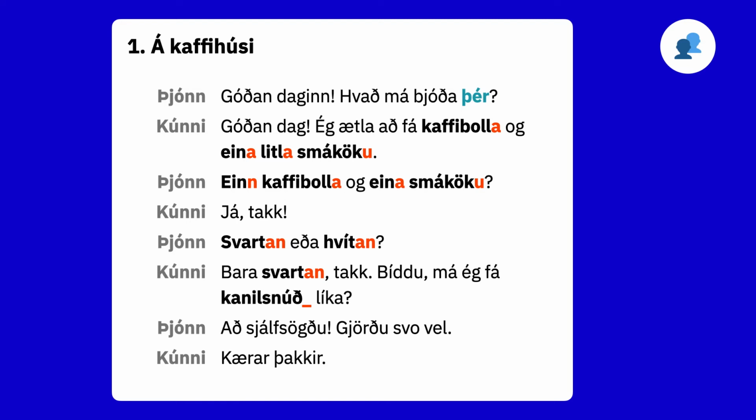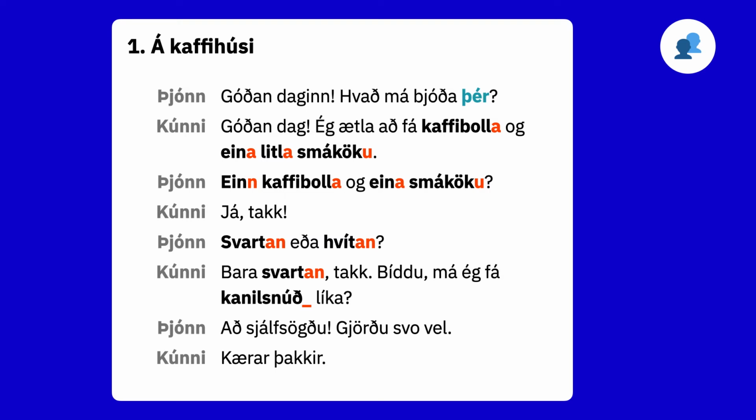The reason they're in the accusative is because of the verb fá, to get, and verbs are said to govern a case in Icelandic. That means that the things that come after that verb will be in a certain case. Fá governs the accusative case, so kaffibolla, eina litla smáköku is all accusative.